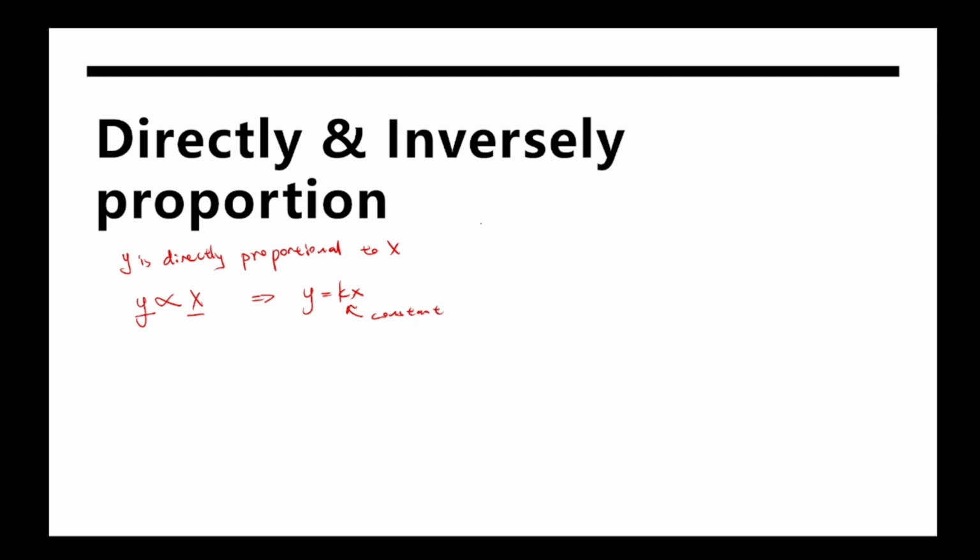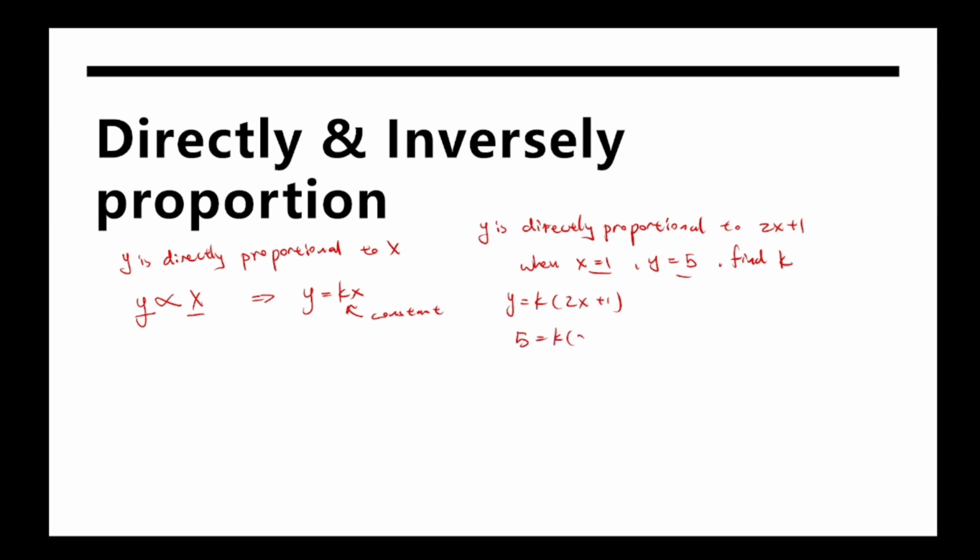An example could say y is directly proportional to 2x plus 1, and when x equals 1, y equals 5. Find k. So the expression would be y equals k times 2x plus 1. And we know that when x is 1, y is 5. So 5 equals k times 2 plus 1. So we can deduce that k is 5/3.